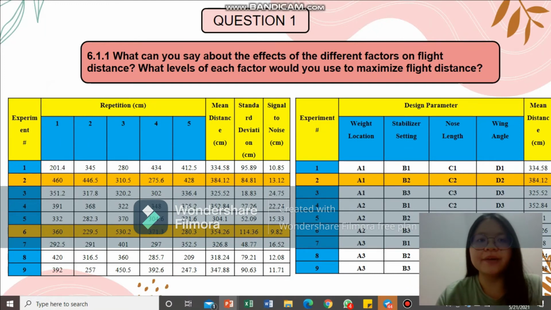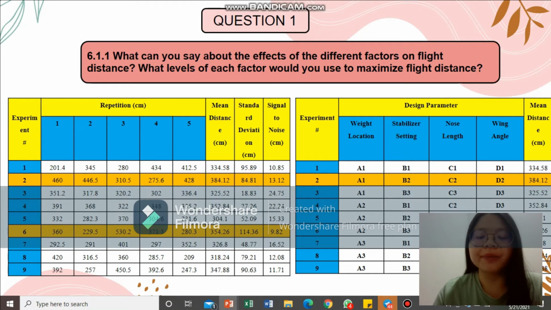Next, I will present question number 1. What can you say about the effect of the different factors on flight distance? What level of each factor will you use to maximize flight distance?